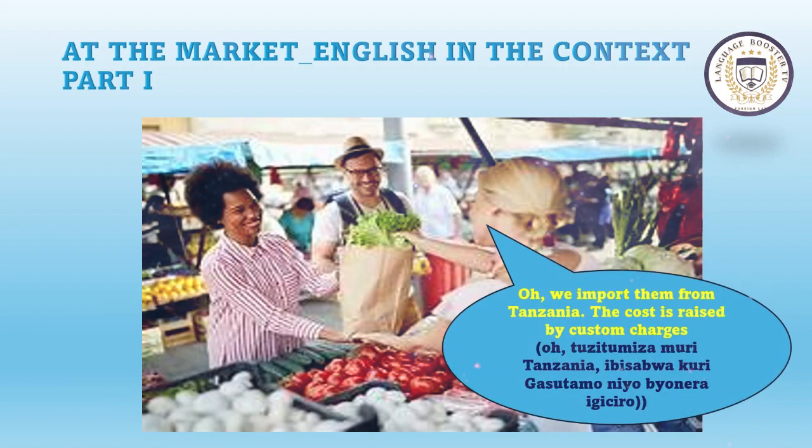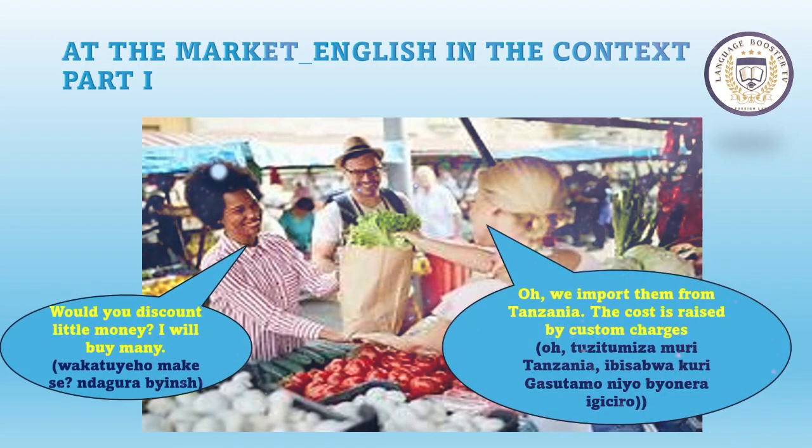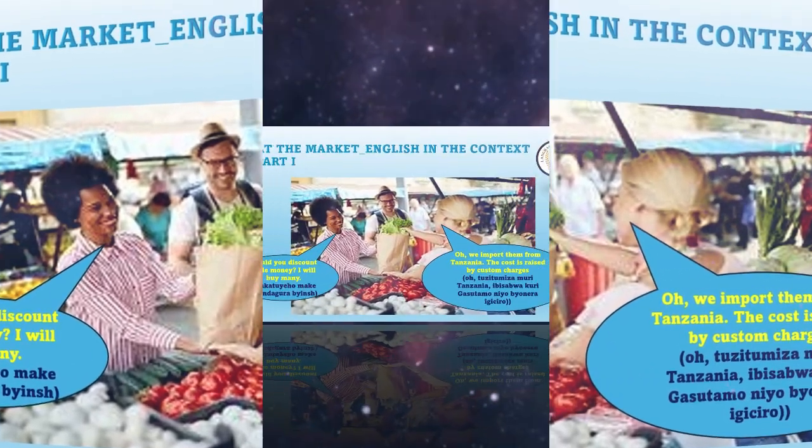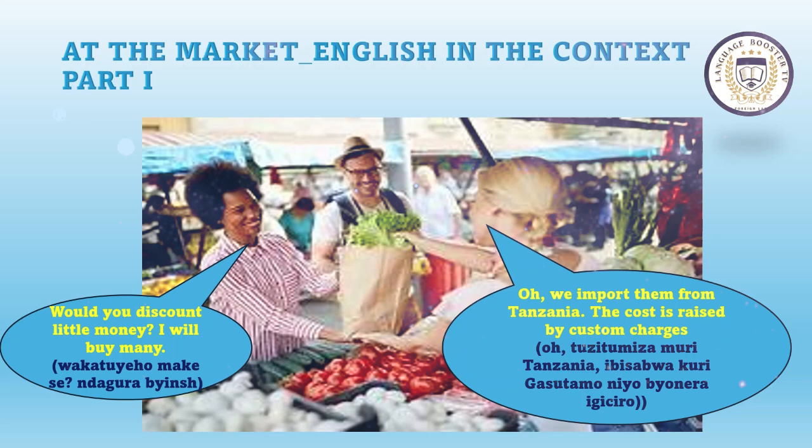So you can also ask for a discount by using this expression: Would you discount? Would you discount real money? For Kinyarwanda speakers, you can read the words in dark blue. Yes, they can help you to learn English as fast.